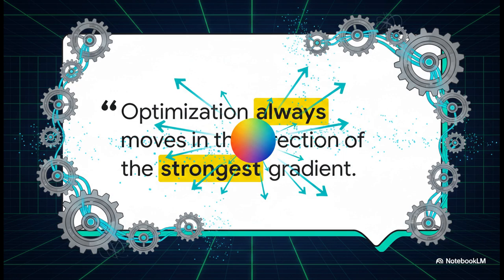And this brings us to an absolutely unbreakable mechanical rule of machine learning. This isn't a suggestion, it's not a guideline, it is the fundamental law of its physics. Optimization always moves in the direction of the strongest gradient. The model has zero choice, it just follows the slope.